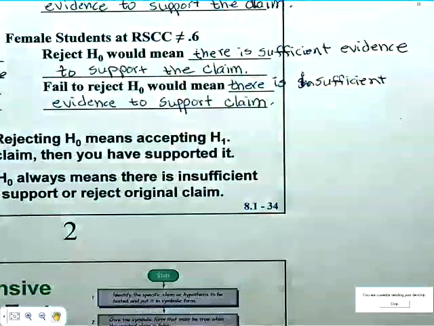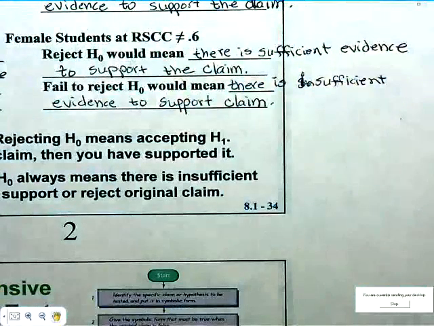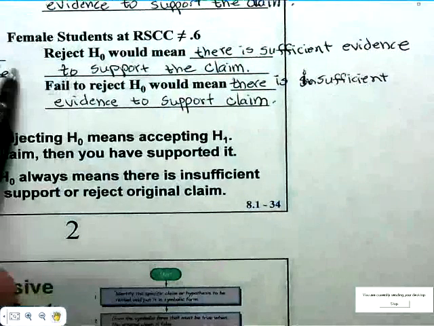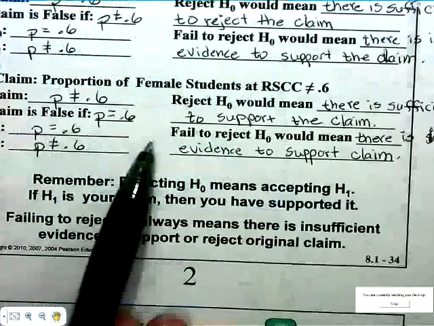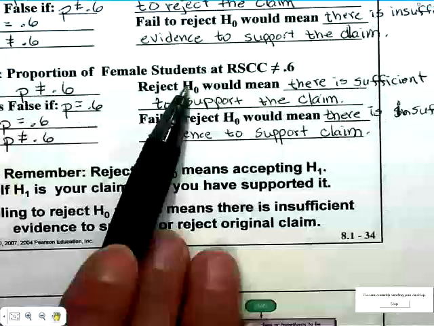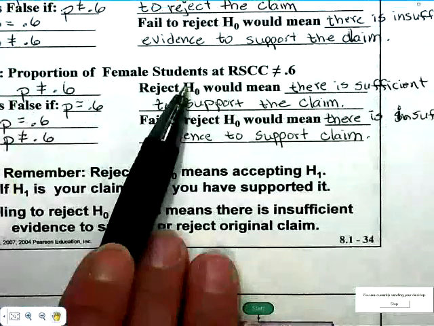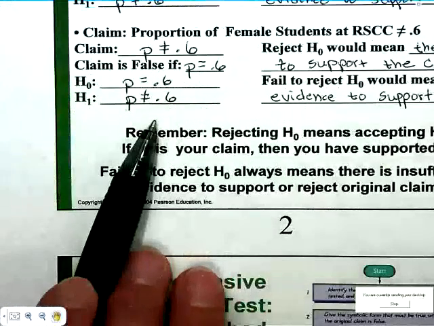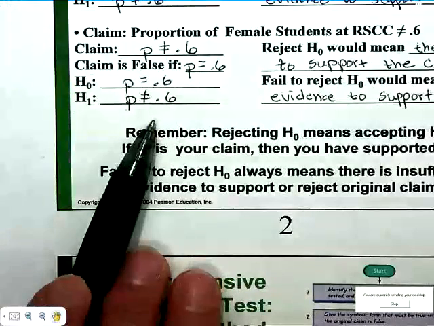Yes, ma'am. This one? Right here. Okay. Reject the null always means accept the alternative. In this case, what was the alternative? No, that's not what we had for alternative. Oh, is that what confused you then? Okay.